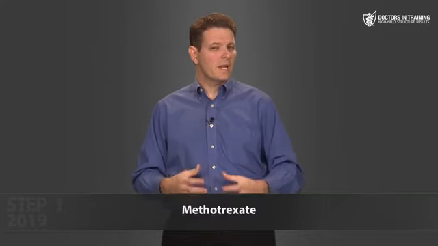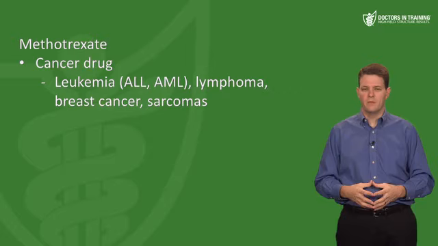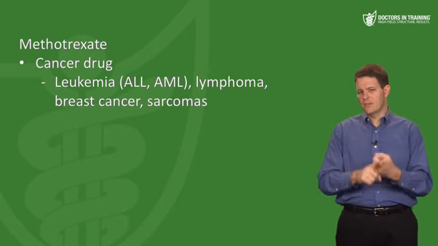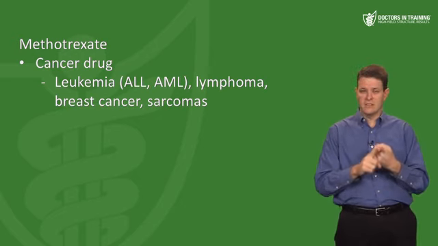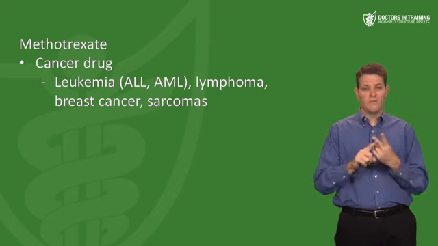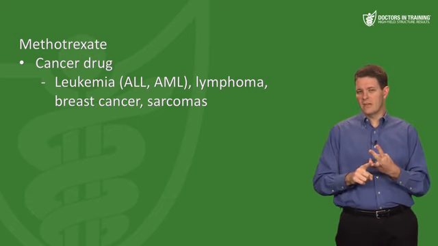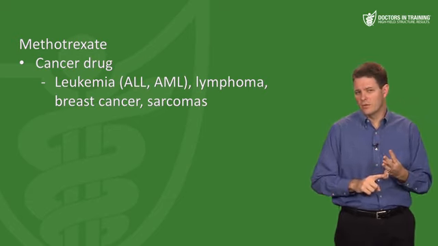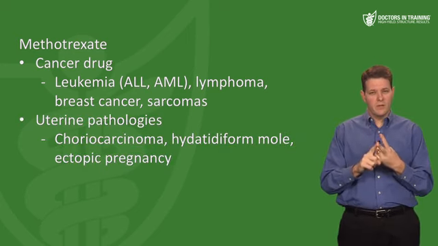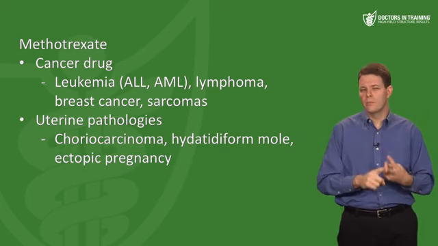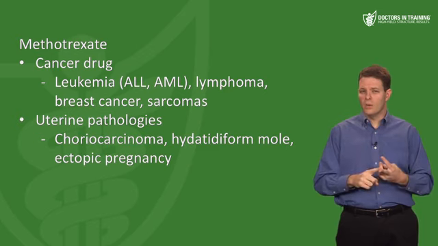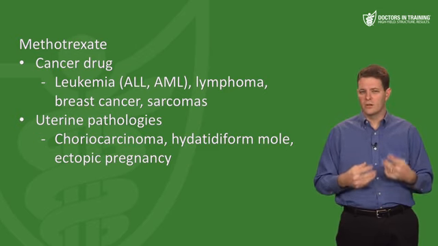There are three main categories of clinical uses for methotrexate. The first category is as a cancer drug for things like leukemia, such as ALL or AML, for lymphoma, and then sometimes breast cancer and sarcomas and other solid tumors. The second category we use methotrexate for would be certain uterine pathologies, like choriocarcinoma, which is basically a placental cancer of the uterus.